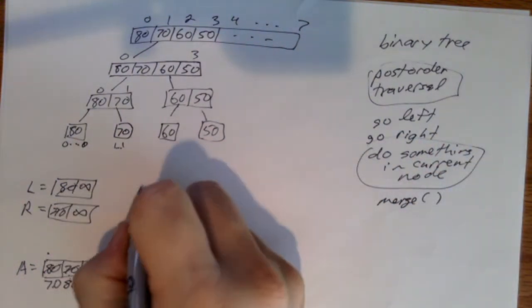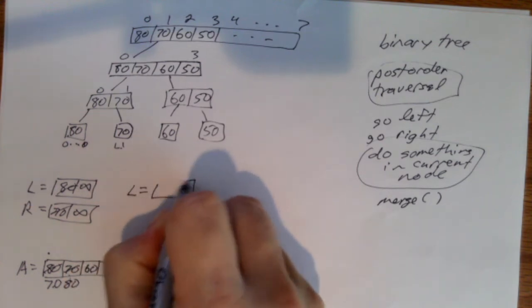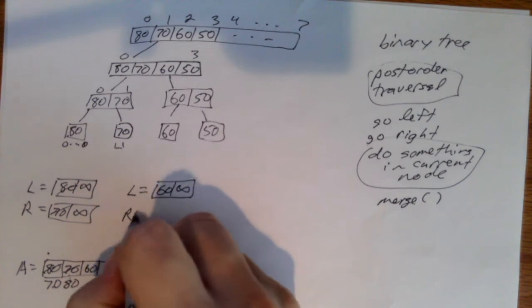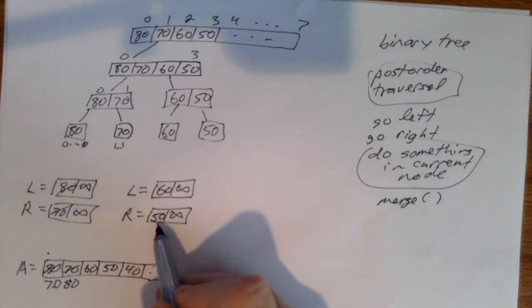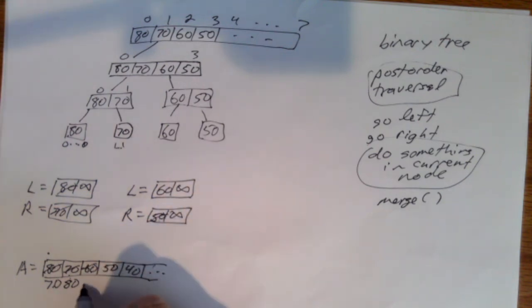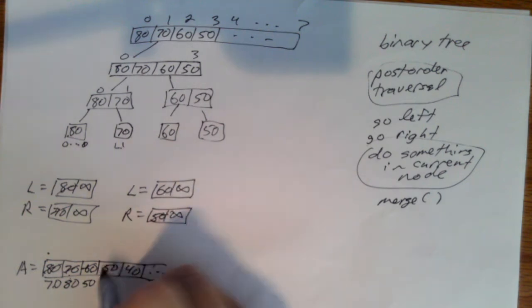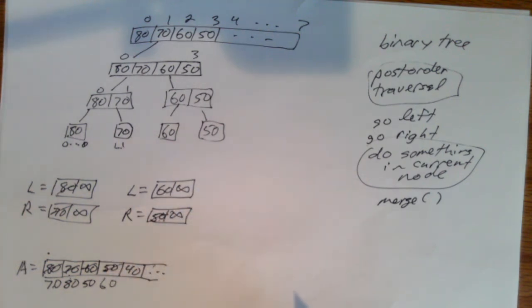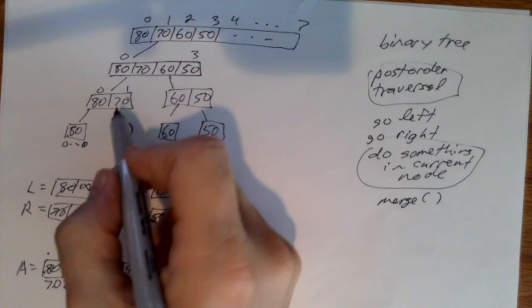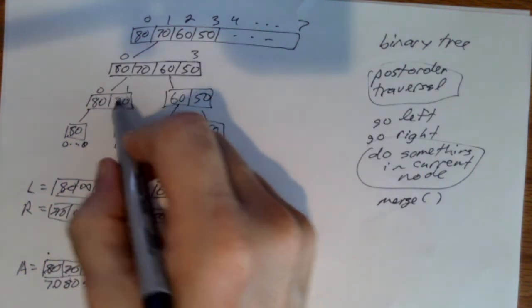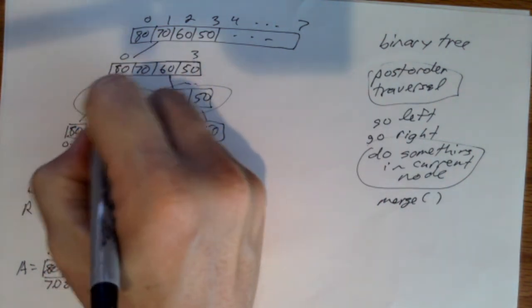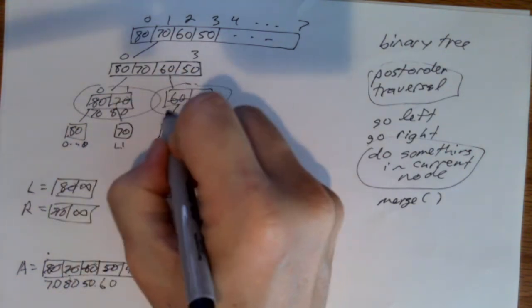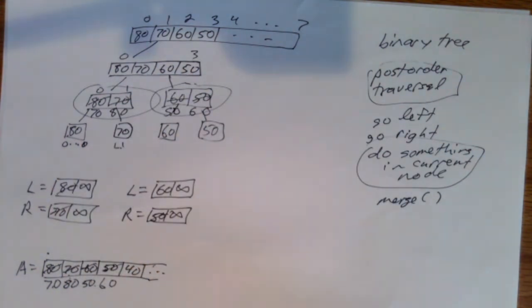So what happens? Well, now we'll say L is equal to 60 and infinity. R is equal to 50 and infinity. Compare 60 to 50. 50 is smaller, so we write 50 right here. 60 is smaller than infinity, so we write 60 right here. So now we have 70, 80, 50, 60. So you look and you say, well, that's not sorted. Well, we're not done. We did this, we did this. Now we need to combine this with this, except it's going to be the original value. So this will now be 70, 80, 50, and 60.